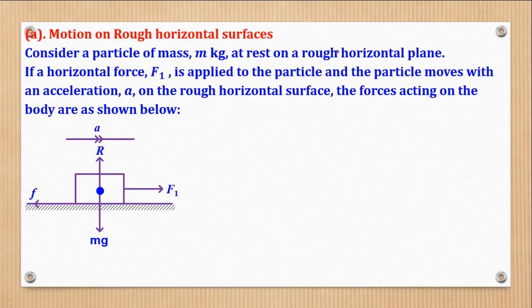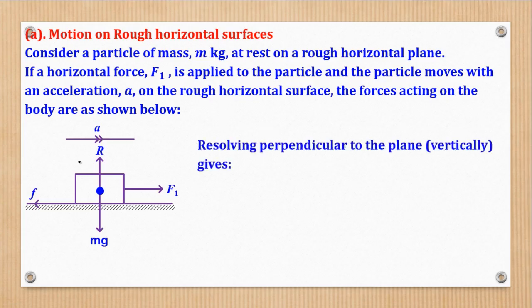This friction is there because they told us that the plane is rough. If it was smooth, friction would not be there. So resolving perpendicular to the plane is the same as resolving vertically. Upward force is equal to downward force. So you come up with R equal to mg.